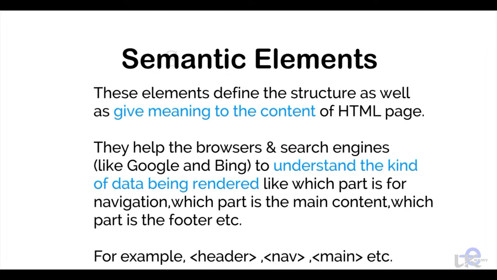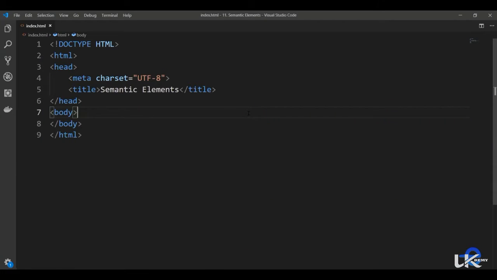But on the other hand, semantic tags address this shortcoming by indicating clearly what role is played by the content in those tags. That information helps search engines like Google and Bing to better understand which content is important, which is subsidiary, and which is for navigation. Let's try these semantic elements to create a basic structure of an HTML page.